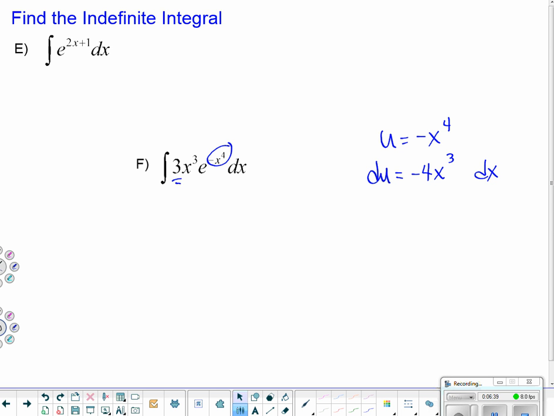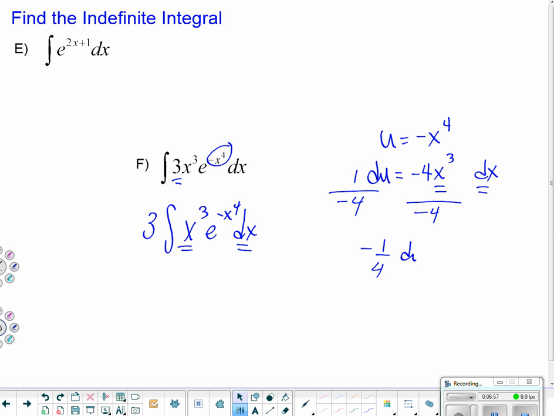We have a 3 here. Ooh, let's just bring that 3 out front. So all I have to match up to is an x to the third dx. So over here, I want x to the third dx. Let's get rid of this by dividing by negative 4. So I get negative 1/4 du is equal to an x cubed dx.